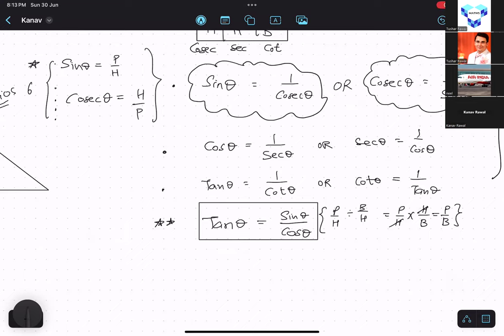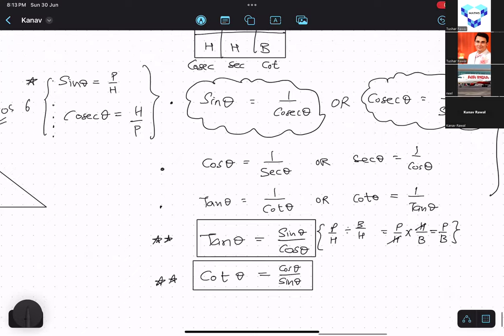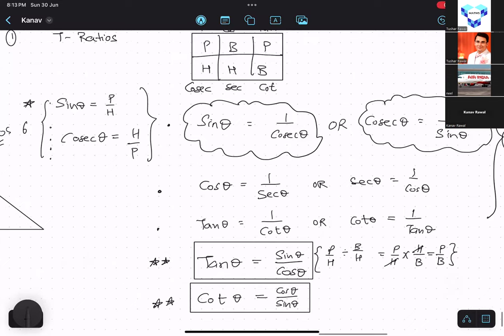Another important formula similarly is, what do you think cot theta is equal to? Cos theta upon sine theta. Cos theta by sine theta. It is the reciprocal of tan theta, right? Understood? Is that thing clear?